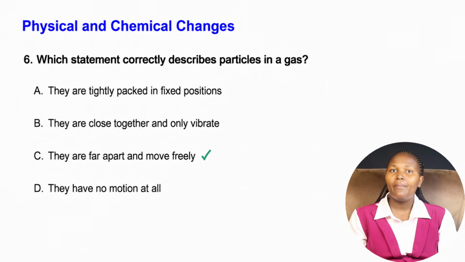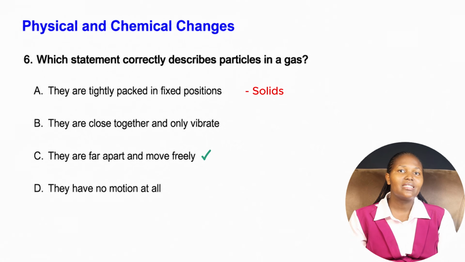In solids, particles are closely packed and mainly vibrate around fixed positions. Then in liquids, particles are still close together but can move past one another. And then in gases, particles are much further apart and they move rapidly in many directions. That is why gases can spread out and fill a container while solids keep a fixed shape.